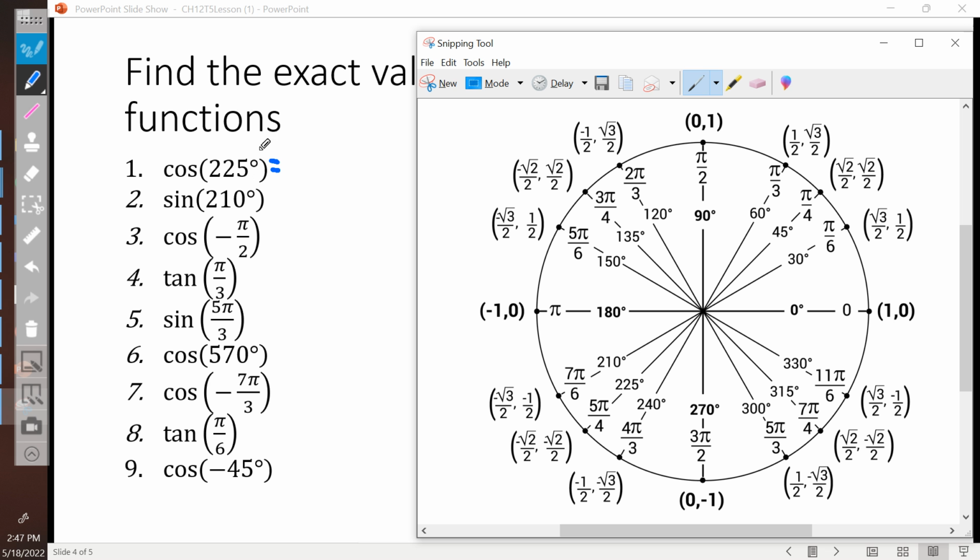So first we have a 225-degree angle. 225 is right here, positive 225. Since we're doing cosine, we're going to want the x-coordinate. So cosine of 225 degrees is negative square root 2 divided by 2.